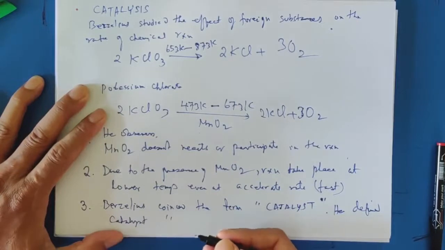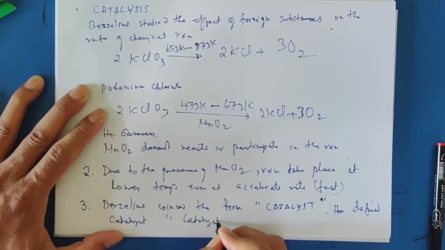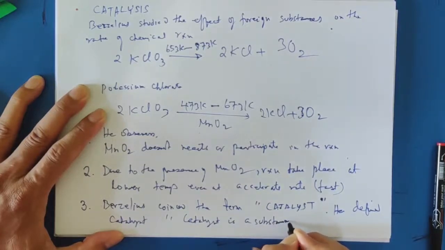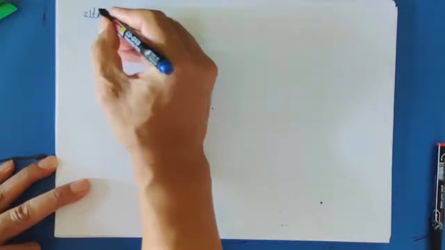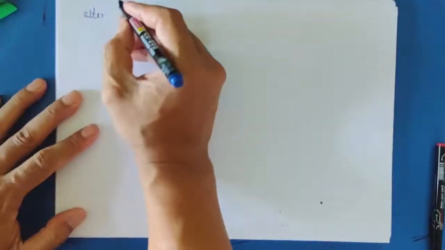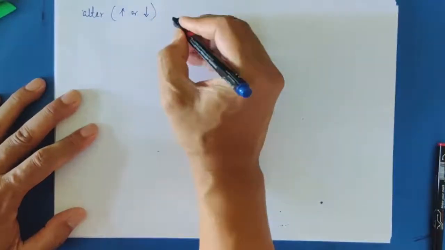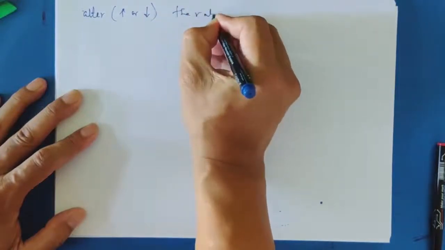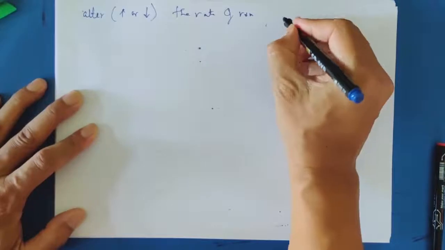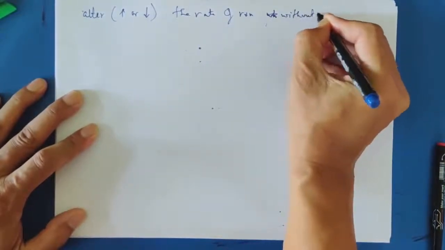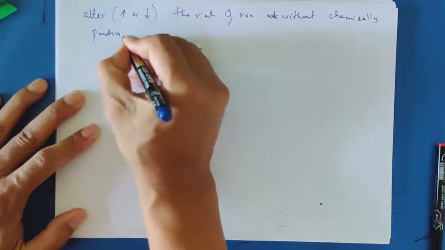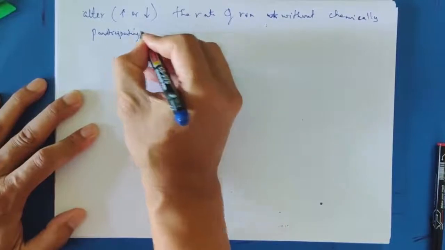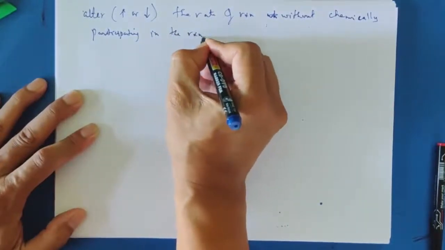Again, it's a substance. A catalyst is a substance which can alter the rate of reactions, may either increase or decrease it, without chemically participating in the reactions. Again, these are his definitions.